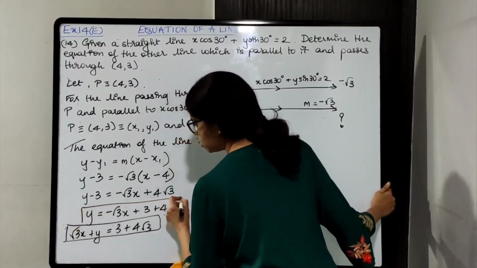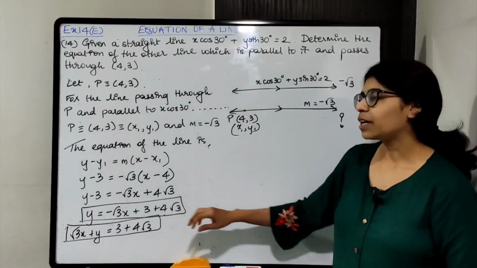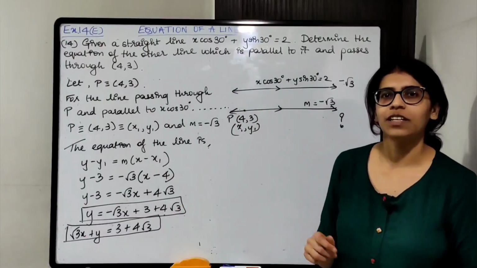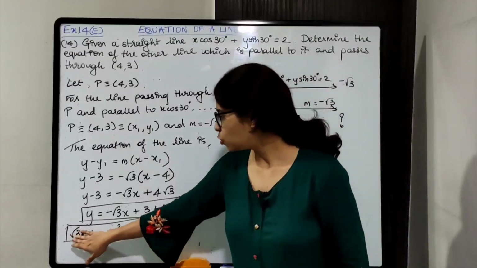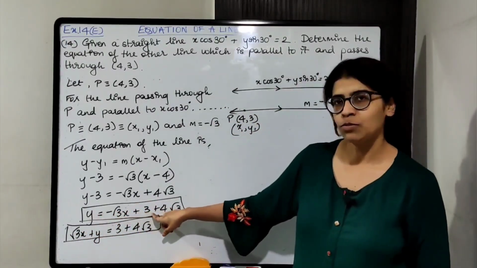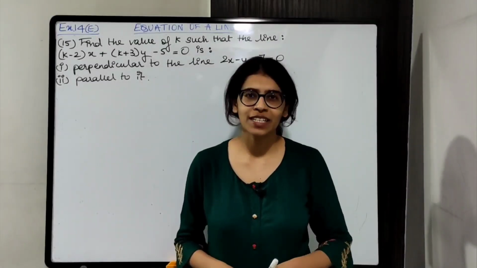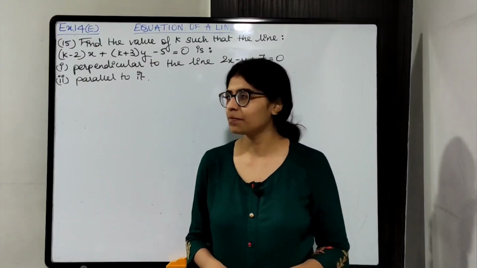Or you can consider this. Consider any one, box it, and write down the statement. Final statement: the equation of the line is root 3x plus y equals 3 plus 4 root 3, or y equals minus root 3x plus 3 plus 4 root 3. Coming to the next question, question number 15.